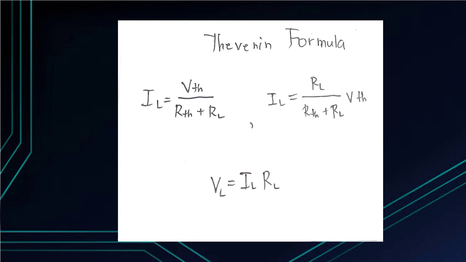So the formula for getting the load current and load voltage, after we get the values of VTH and RTH, is IL equals VTH over RTH plus RL, or IL equals RL over RTH plus RL times VTH. Then for VL, we use Ohm's law: VL equals IL times RL.